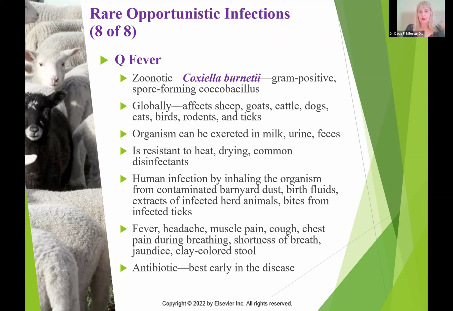Now the urine for rifampin for TB is red. So remember all these things when you're taking tests, all right? So clay-colored stool, Q fever, Coxiella burnetii. Antibiotics must be given early in the disease or else this could be fatal as well.